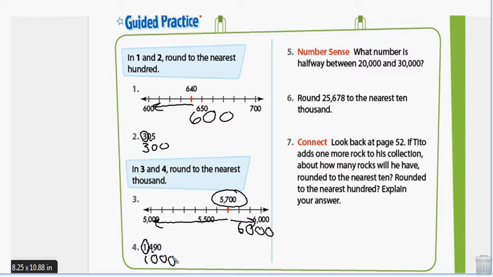Number 5 says, what number is halfway between 20,000 and 30,000? What's halfway between? 25,000 is halfway between.